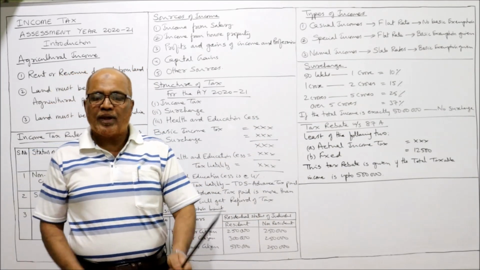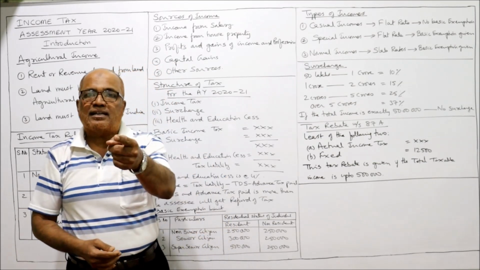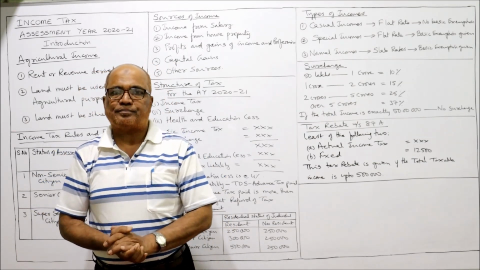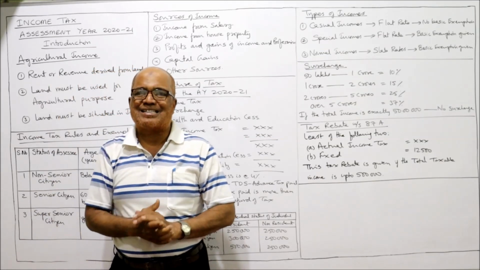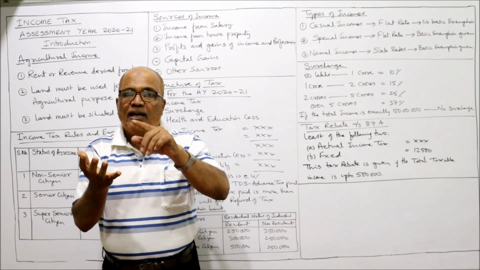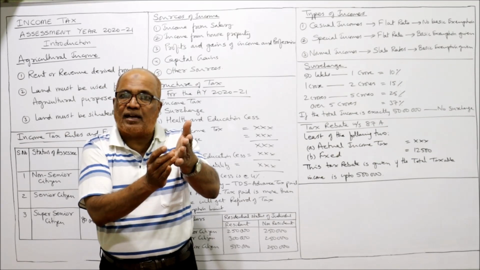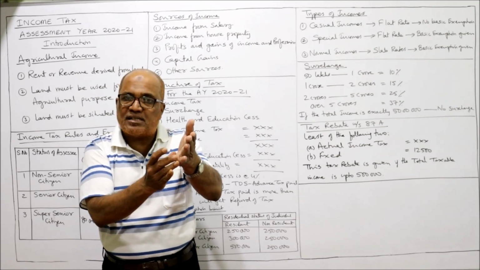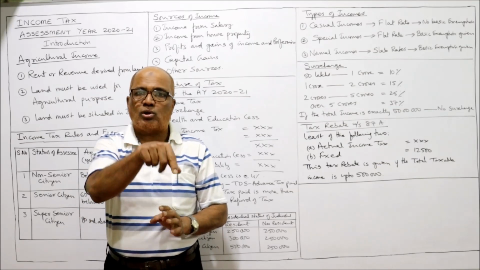Now surcharge. I told you surcharge is an additional tax. It's a tax on tax. In examination, you may get a question regarding explain surcharge. So you should write surcharge is an additional tax. It is a tax on tax. After calculating the basic income tax, on that basic income tax, again tax will be calculated. So it's a tax on tax.